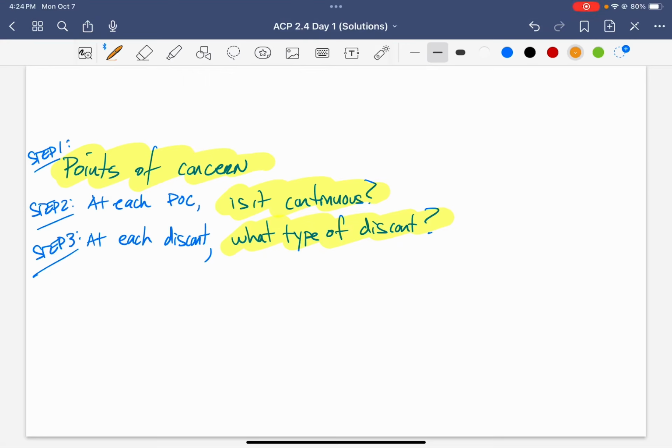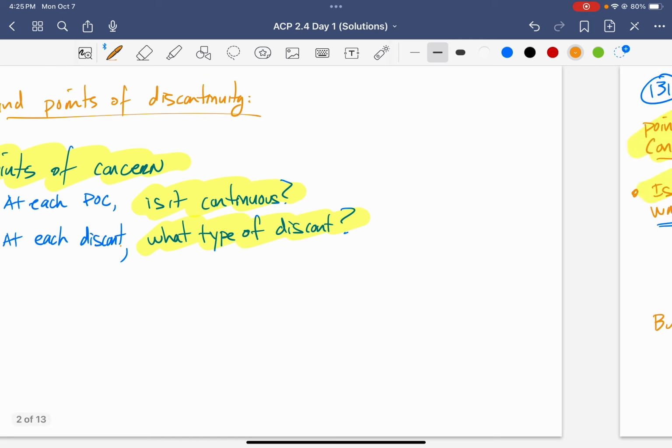So as we're looking at 2.4 day 1, when we are trying to find points of discontinuity, we're just talking about continuity in general. I think we should, step 1, what are your points of concern? Where might it be discontinuous? Step 2, for each point of concern, is it continuous there? And then step 3, at each point of discontinuity, what type of discontinuity is it?